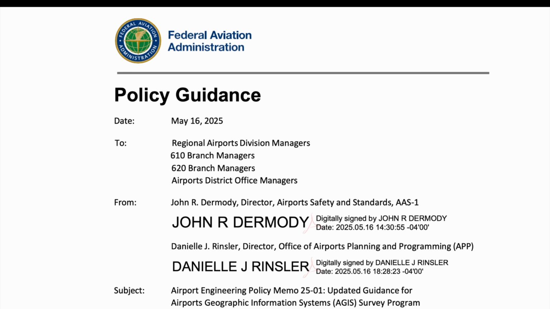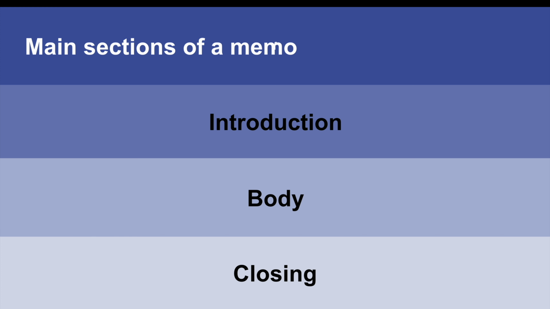Headers are the first part of a memo and convey transactional information: the date of communication, who it is addressed to, who the memo is from, and the subject of the memo. Memos are frequently signed by leadership to indicate authenticity of the decision or information. The main text of the memo has three sections: the introduction, body, and closing.